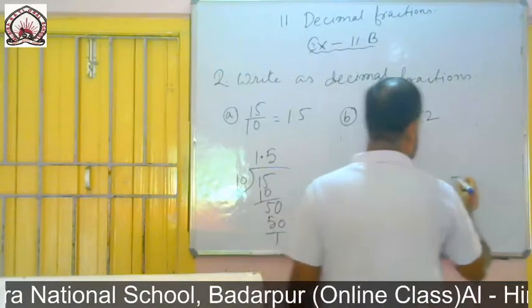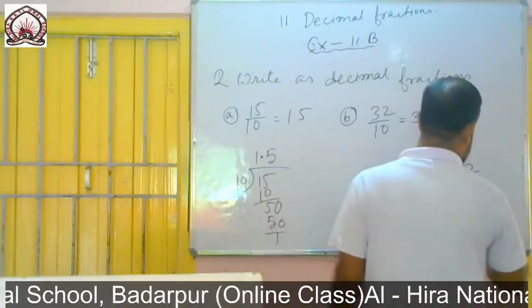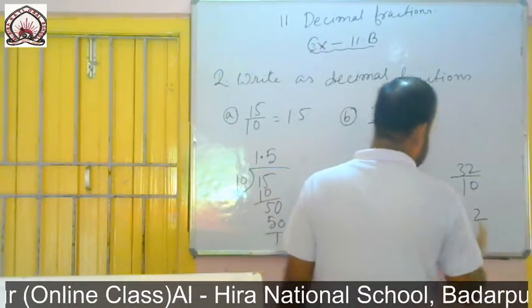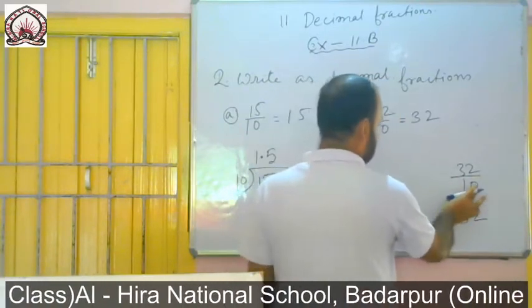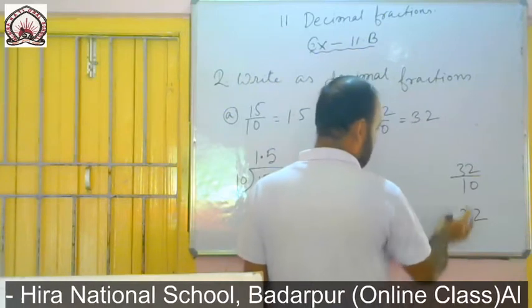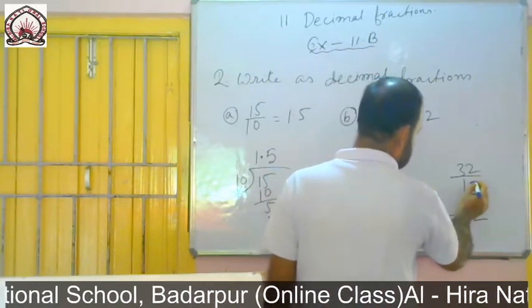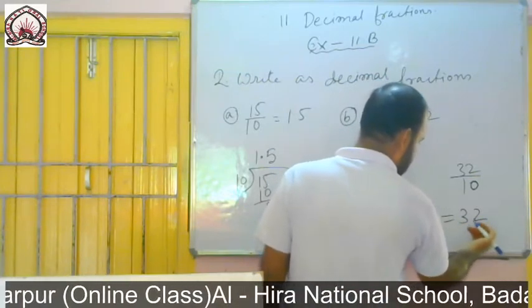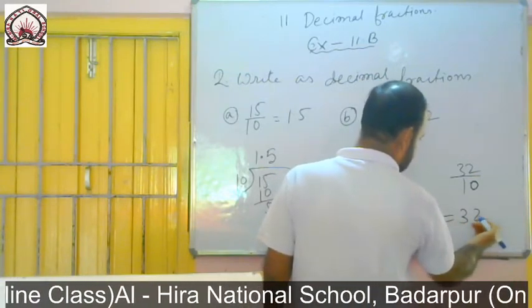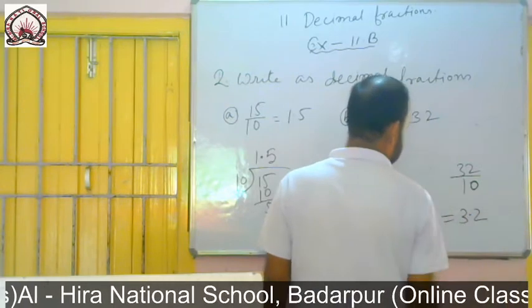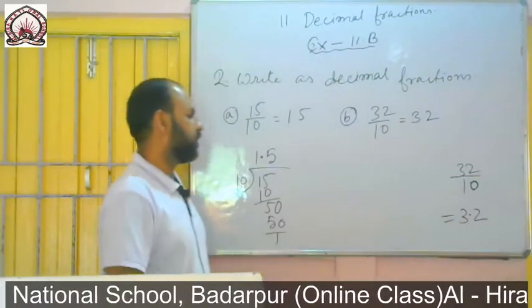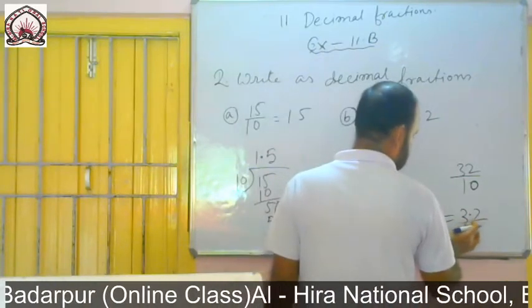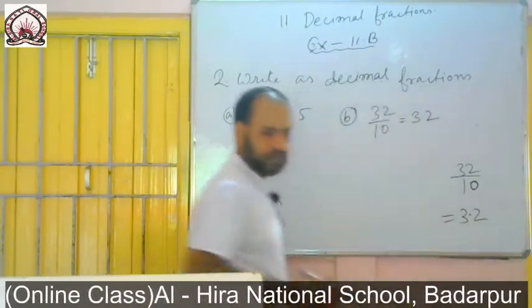And if we follow this method, 32 in the numerator and only 10 in the denominator, then only one 0 is there. Before 1 digit we give the point, that means before 2 we give the point, that means 3.2.